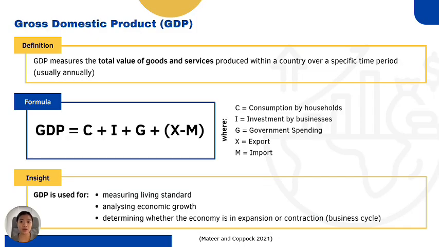So, I'll talk about the first indicator, GDP. GDP stands for Gross Domestic Product. It measures the total value of goods and services produced within a country over a specific time period, usually 1 year. So, this is the formula to calculate GDP. It is also used for measuring living standards, analyzing economic growth, and determining whether the economy is in expansion or contraction, which is the business cycle I'll address in the next few slides.